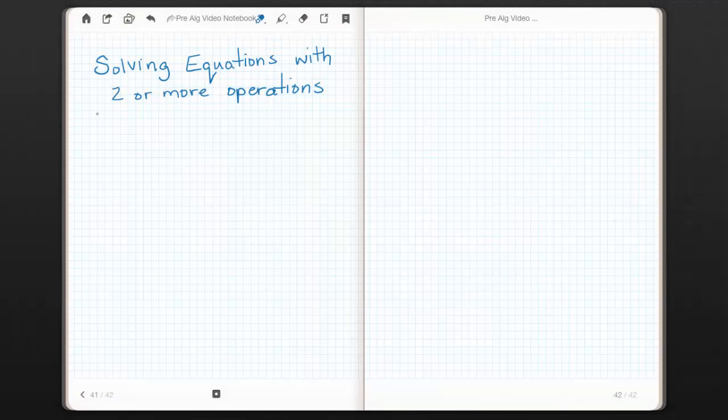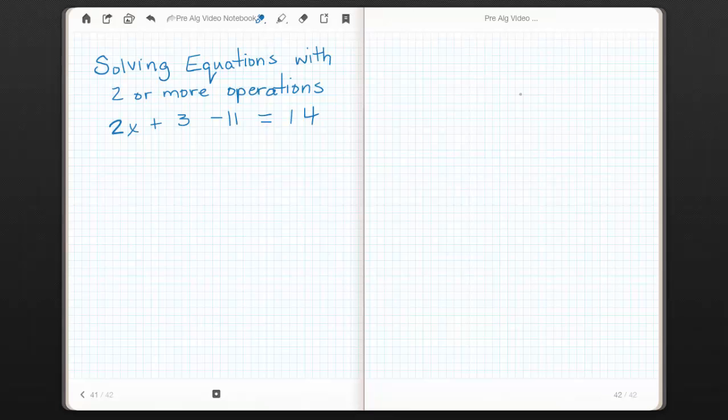Here's an interesting challenge. Let's try to solve an equation with a few operations in it today. Once you get this down, you're going to be able to solve any size equation. So we've got lots of things going on in this equation. Look at that. We've got 2x plus 3 minus 11 equals 14.